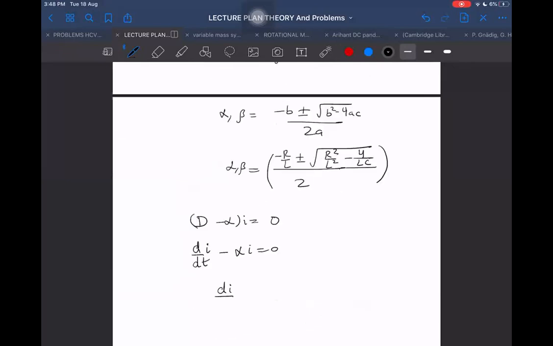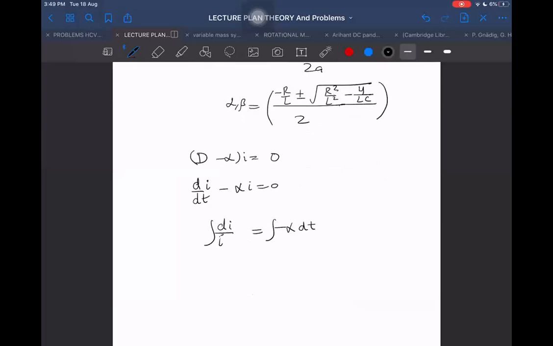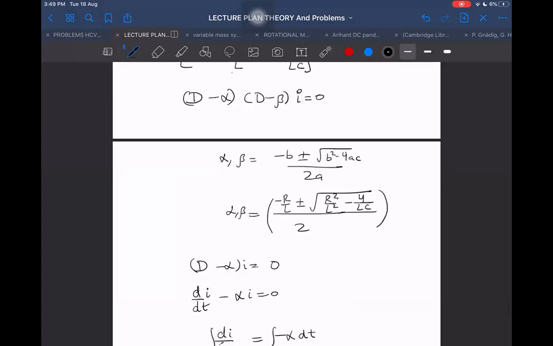Then I get dI by I is equal to minus alpha into dt, integral. Here I get log I is equal to minus alpha t. The I value will vary from... Plus alpha, sir.